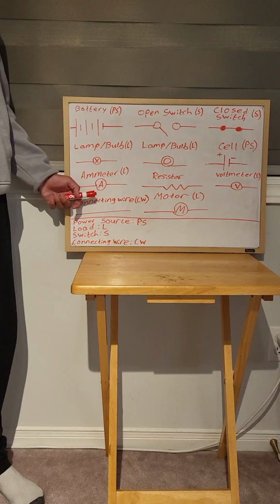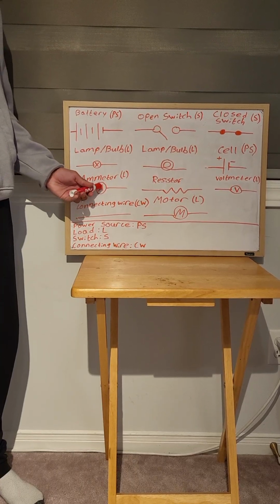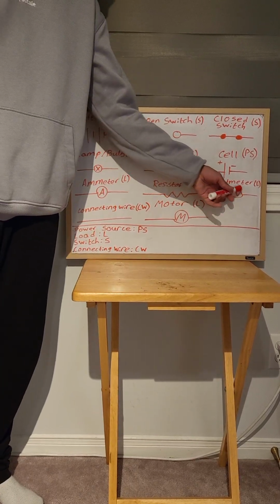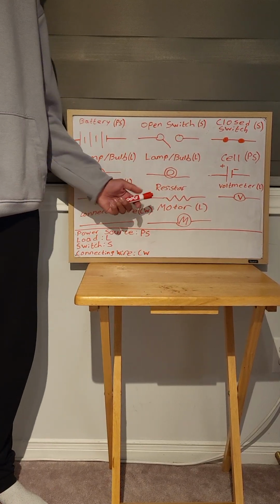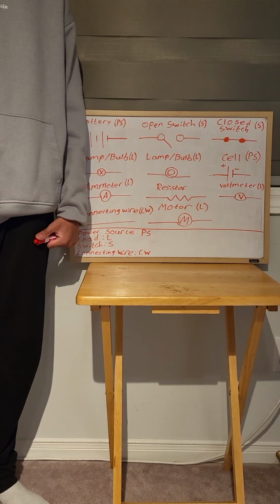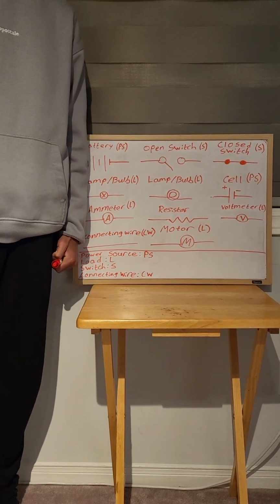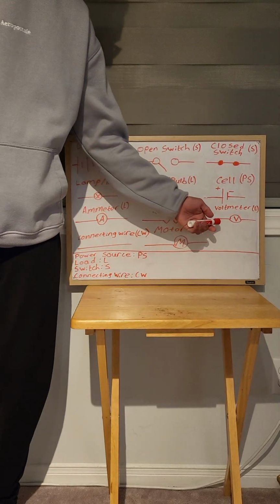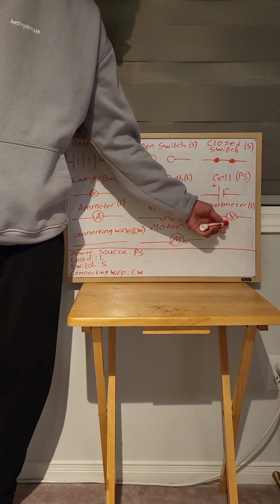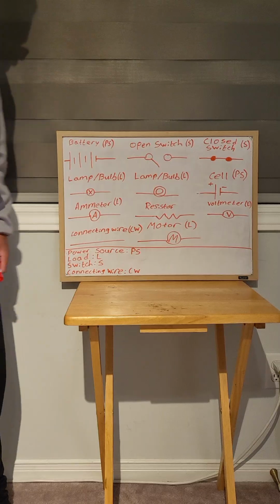Ammeter measures current and it can be drawn with the circle and the A. Same thing goes for voltmeter and the circle, and motor and the circle. Resistor. The resistor slows the flow of electric charges so the components don't get damaged. Voltmeter is just a circle and a V, and it measures the voltage.